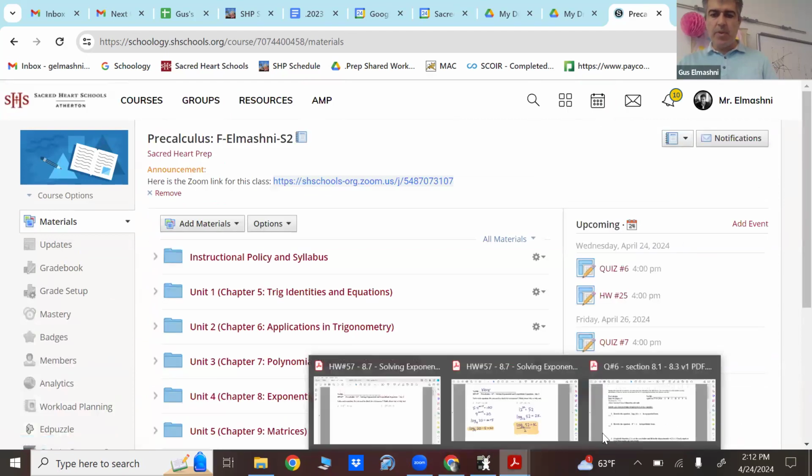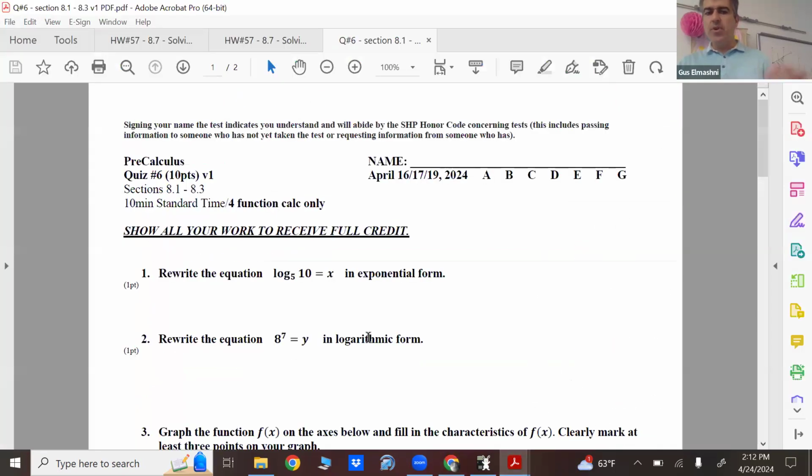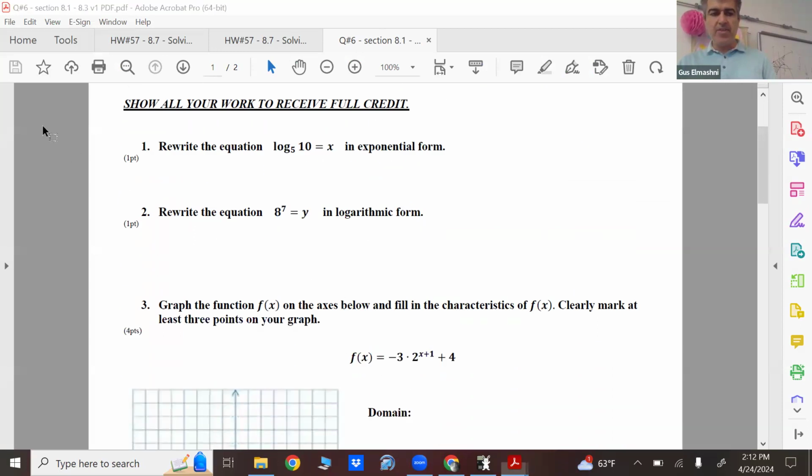Okay, for the quiz. Just know your logs. So we did a lot of log stuff. Just know how to rewrite from log form to exponential form or exponential form to log form. Like in this case here, you guys should know 10 equals 5 to the x power. Or here, you have to solve it. No, just rewrite. Pretty simple, right?